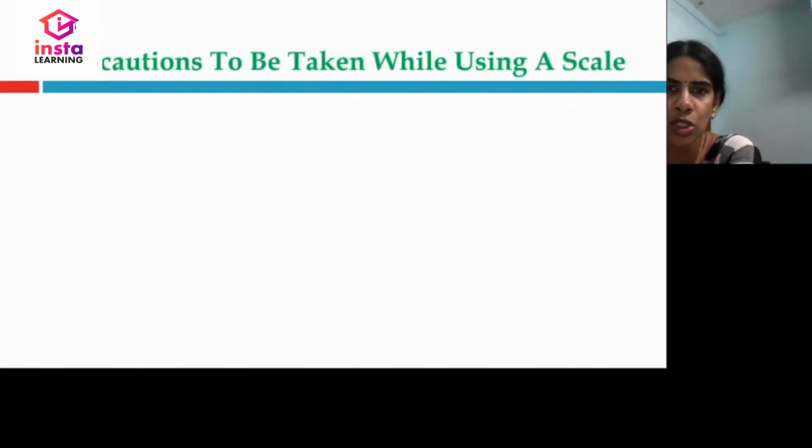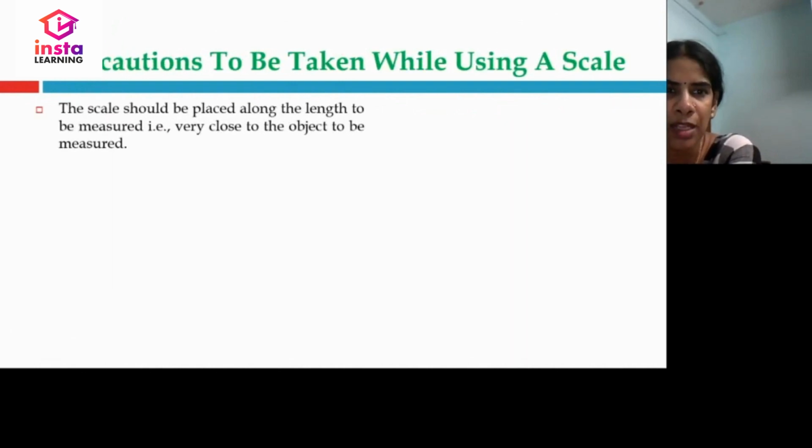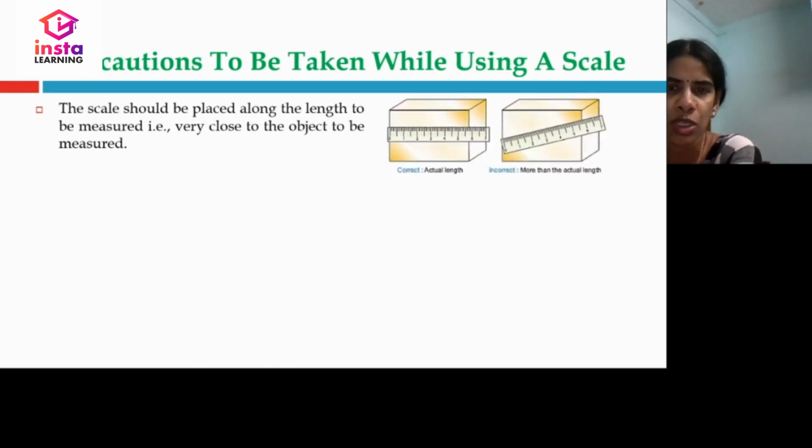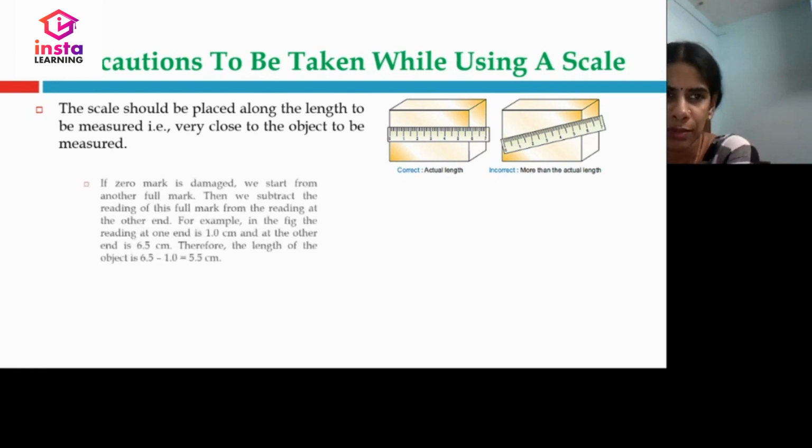Let us see what precautions we need to take while using a scale. The scale should be placed along the length to be measured, that is, very close to the object. In the first picture, you can see the correct measurement begins with 0. In the incorrect measuring, you should not keep the scale crossed. It should be as straight as the length of the object.